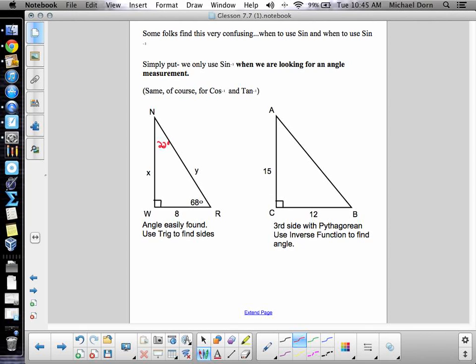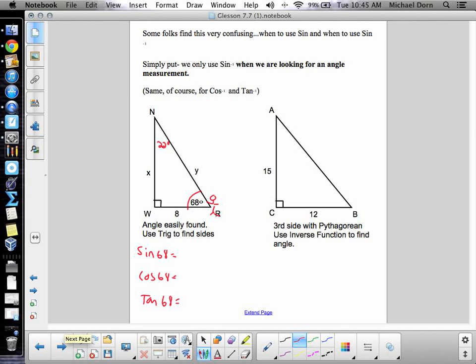Finding the sides would require trig. So to find the sides here, we'll use this angle because that's the one that's given. We can just set up sine of 68, cosine of 68, and tangent of 68.